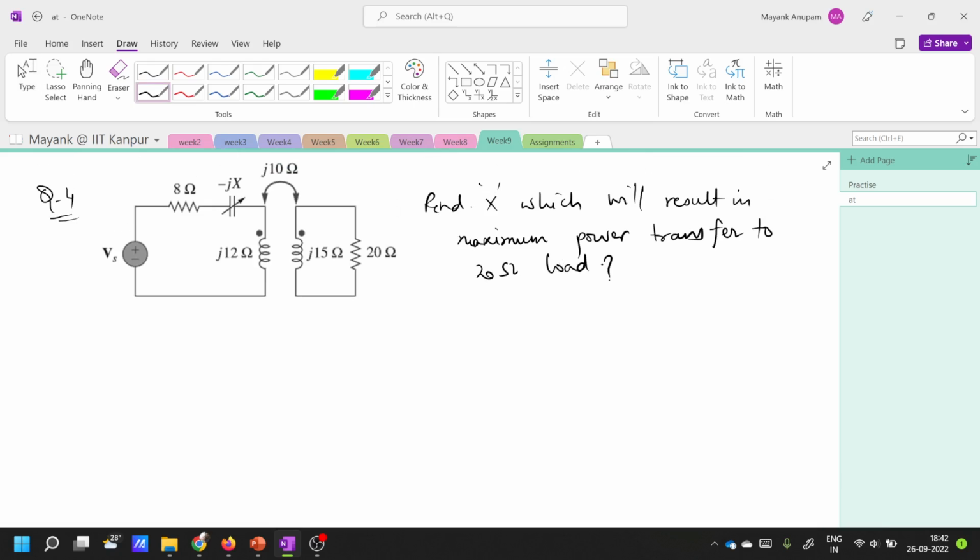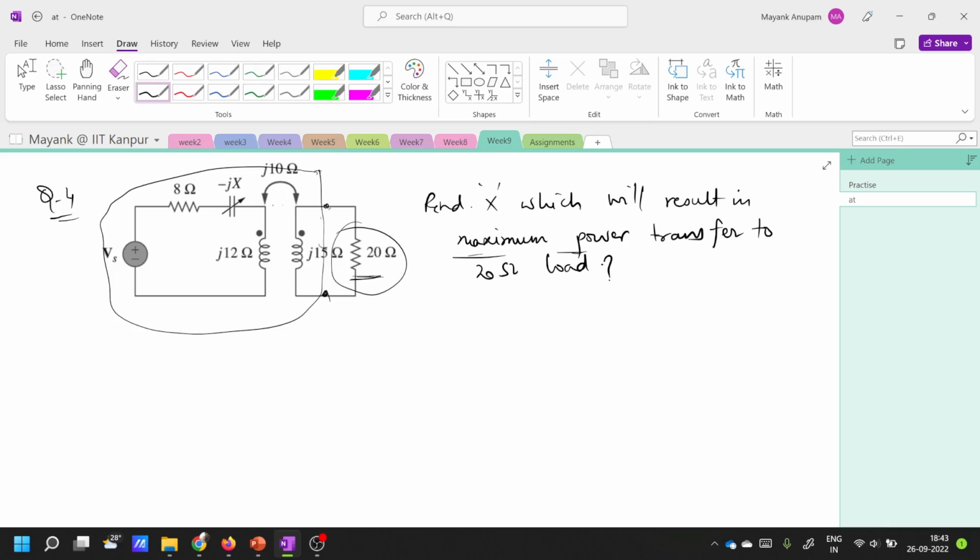Okay, so this is a question of maximum power transfer. So how do you solve maximum power transfer questions? If you are given a network, and that network is terminated by some load, in this case the load is 20 ohms. The network is this whole thing here, and you have to find out how you can change the network so that maximum power can be transferred into a given load. So here the load is fixed, right?